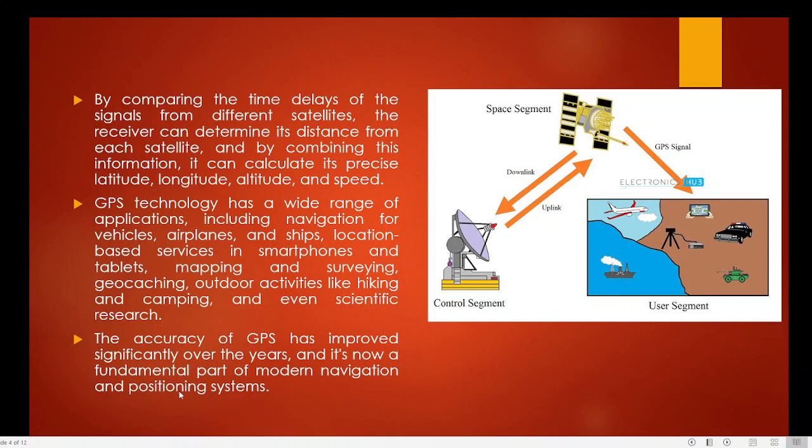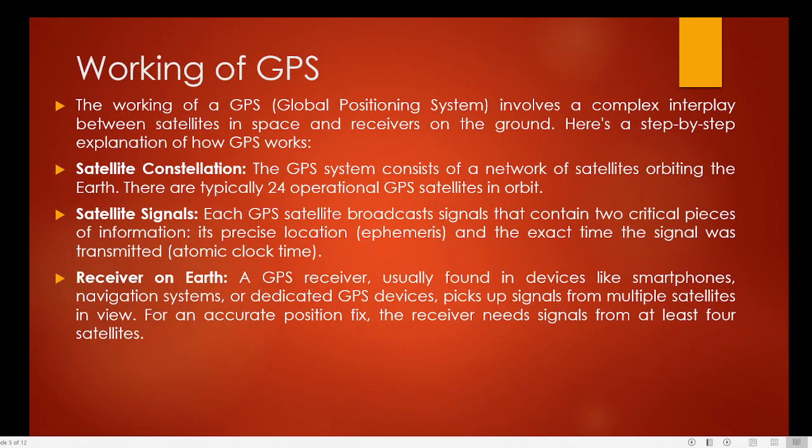Accuracy of GPS has improved significantly over the years, and it is now a fundamental part of modern navigation and positioning systems. Now, how is the GPS actually working? It's a complex interplay of satellites in space and receivers on Earth. Basically, it contains a group of satellites. There are 24 operational GPS satellites. All of them belong to the American government.